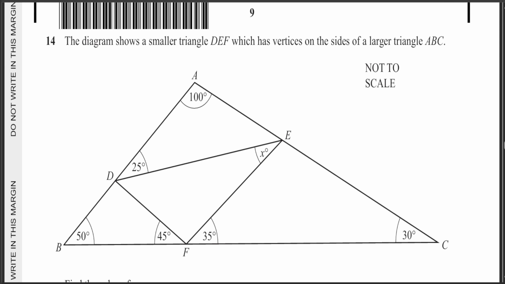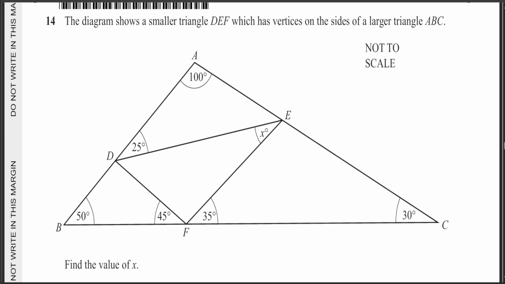Okay, question 14. The diagram shows a smaller triangle DEF which has vertices on the sides of a larger triangle ABC. Find the value of x. It seems hard, but it's very, very easy. Let's try this one first.